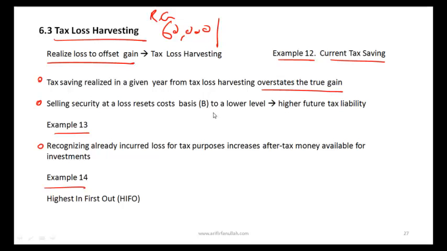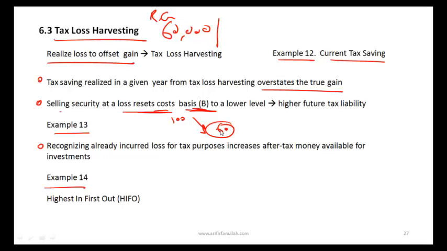But is this a free lunch? What do you lose when you do tax loss harvesting? The idea is this: selling securities at a loss resets the cost basis. Earlier, if you had purchased your securities for 100 and now they are down to 60, what happens with tax loss harvesting? You actually then sell your securities for 60.